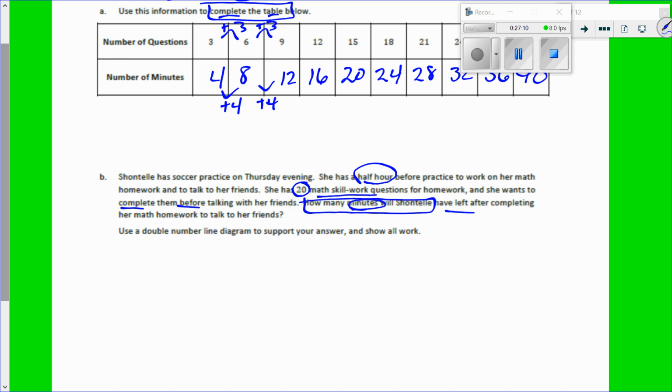So there's our question. How much will she have left is really the big question. Use a double number line diagram to support your answer. So they gave us a specific task, didn't they? So if it's for a quiz and you gave us a ratio table to answer this question, would you get full credit? No. Would you get partial credit? If you got the right answer, we'd give you partial credit, but by not doing what we said, you're definitely not getting an A on it.